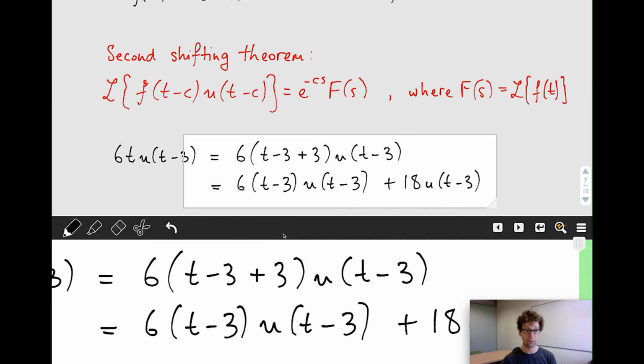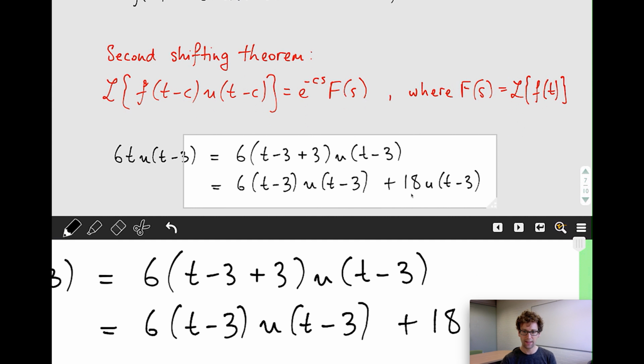Now I actually have expressed my function, which had a cut but no shift, as a function which has a cut and a shift at the same place. So I can actually use my second shifting theorem in this example. Now you may be saying, what about this little extra bit, this bit I added on artificially to compensate for the minus 3 that I was putting in? It ended up giving me an 18 u of t minus 3. So again, I've got a cut, but I don't have a shift. Now, what do I do with that?